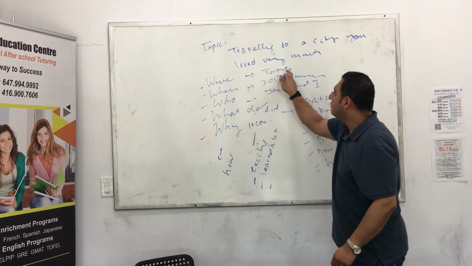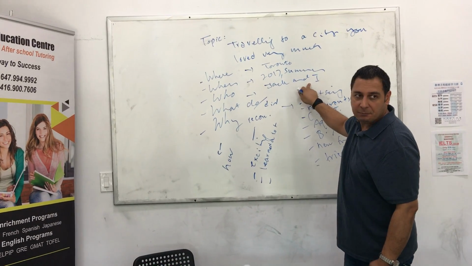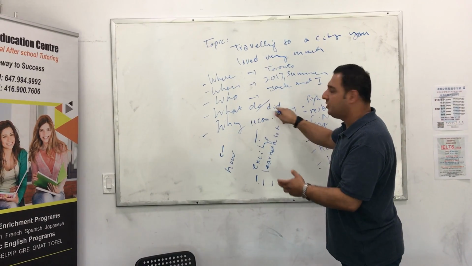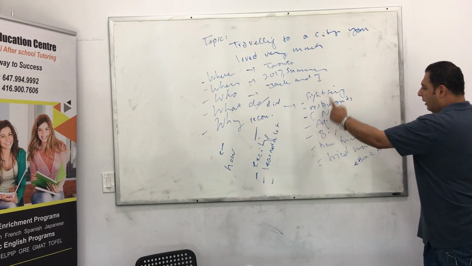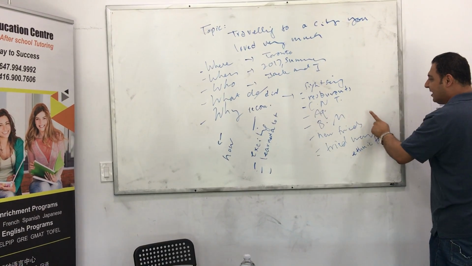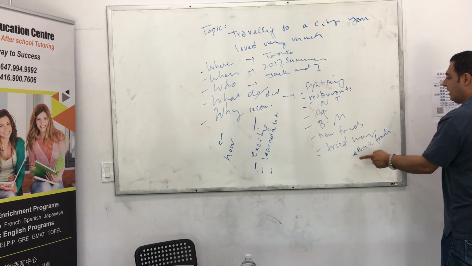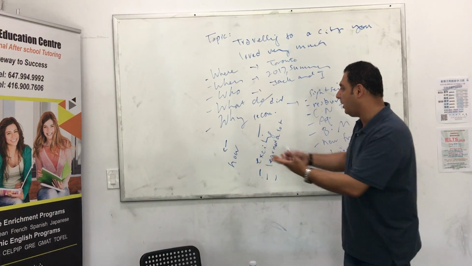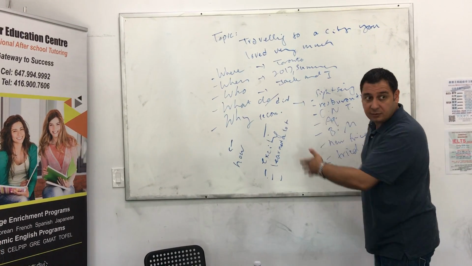For example, where: Toronto. When: 2017 summer. Who: Jack and I, your close friend, I don't know, your son, your cousin. What you did: sightseeing, restaurants, CN Tower, aquarium, Blue Mountain, for example. You stayed there for a night or two, I don't know. New friends: you met new friends, or you made new friends, tried many ethnic dishes. And then why you recommend it to a friend. Do you recommend it? Why? Yes, I would. You would say it was an exciting trip, I learned a lot.